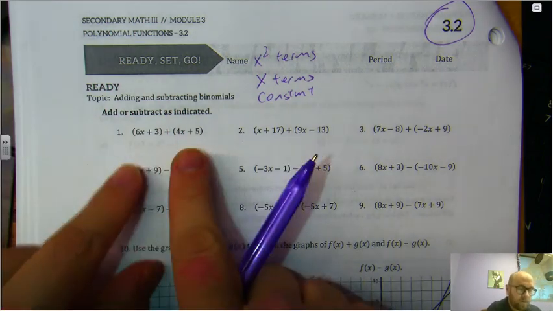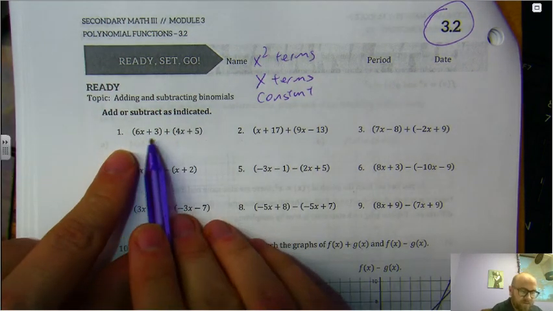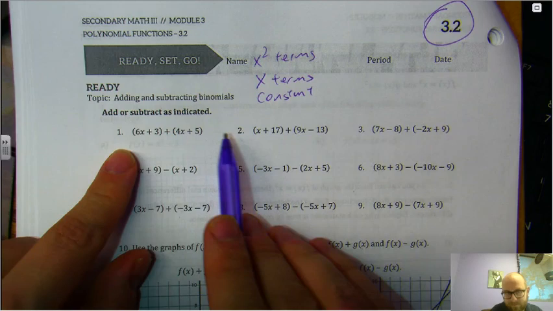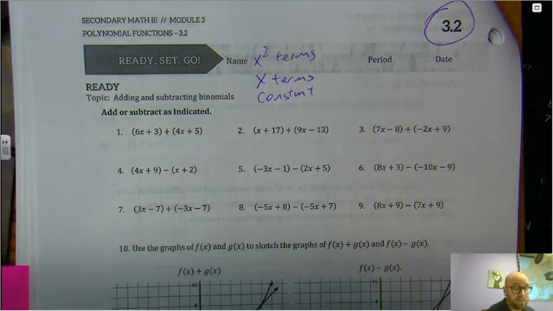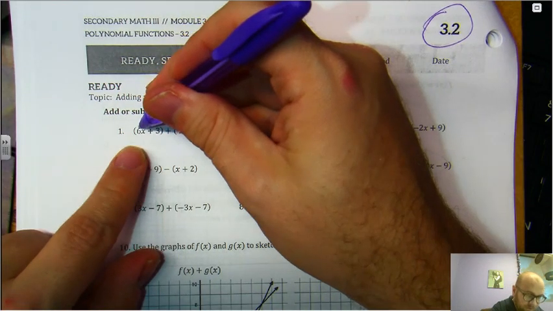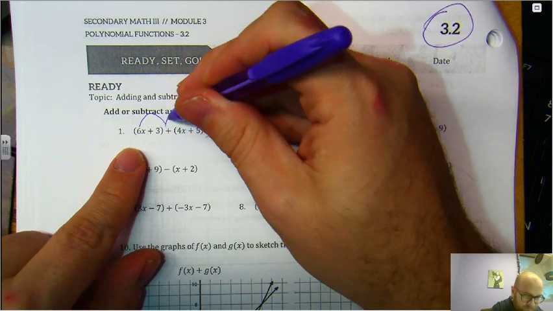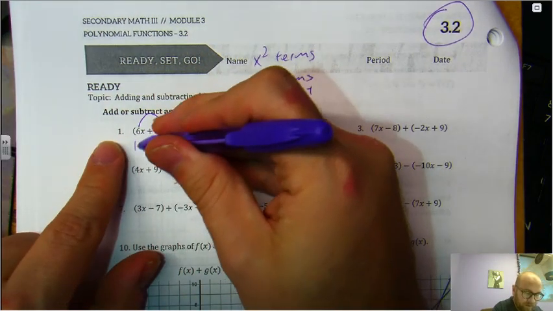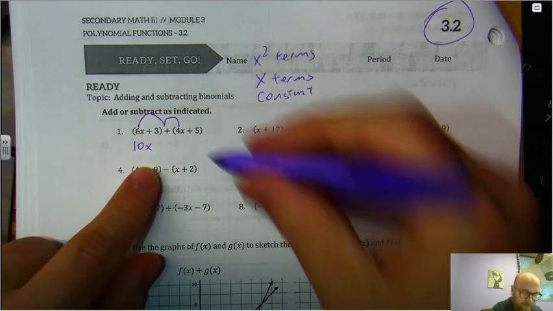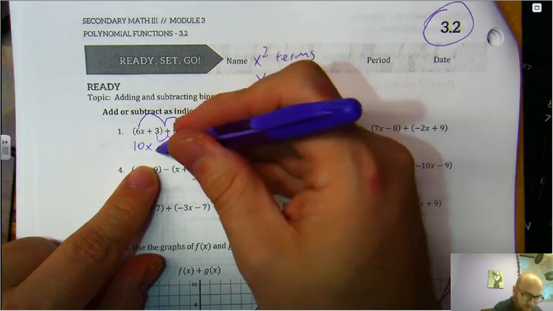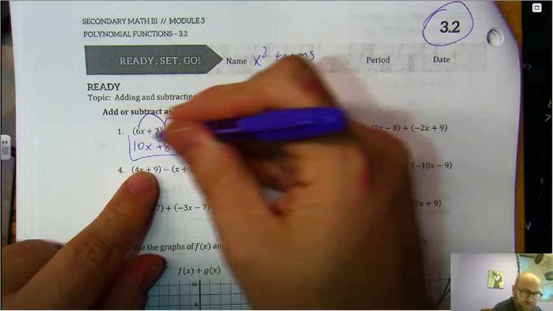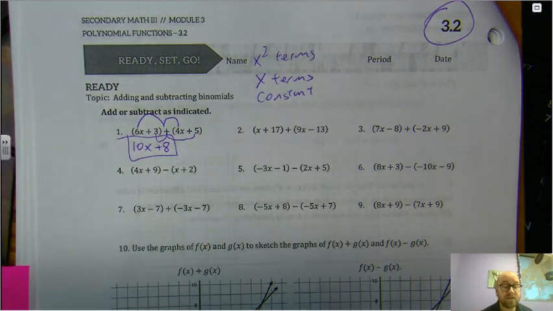So when we're looking at number 1 here, we have 6x plus 3 plus 4x plus 5. A lot of pluses in there, but make sure you're keeping in mind where these parentheses are. We've got these two batches. So this is going to be 6x plus 4x. 6 plus 4 is 10, so we have 10x. And this is going to be 3 plus 5, that's going to be 8. So it's 10x plus 8. Nice and simple.